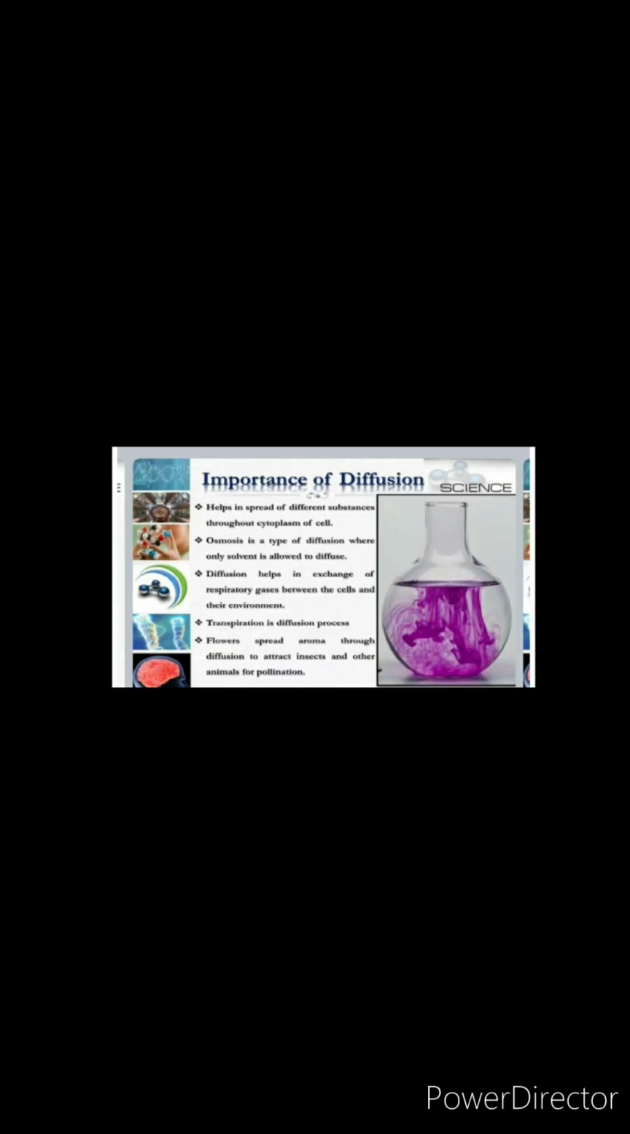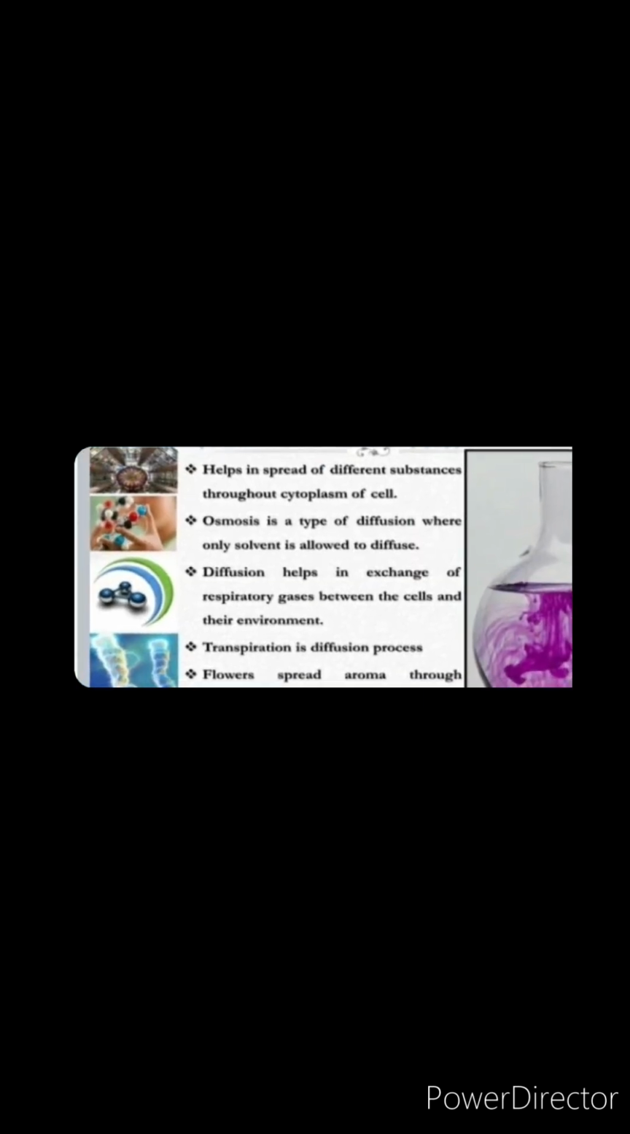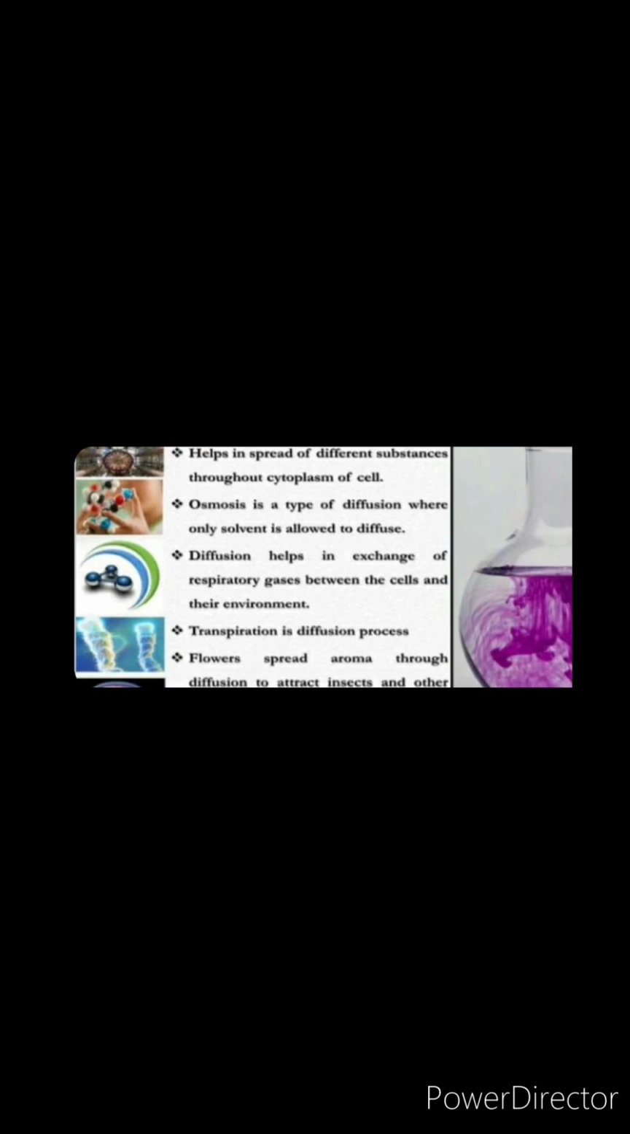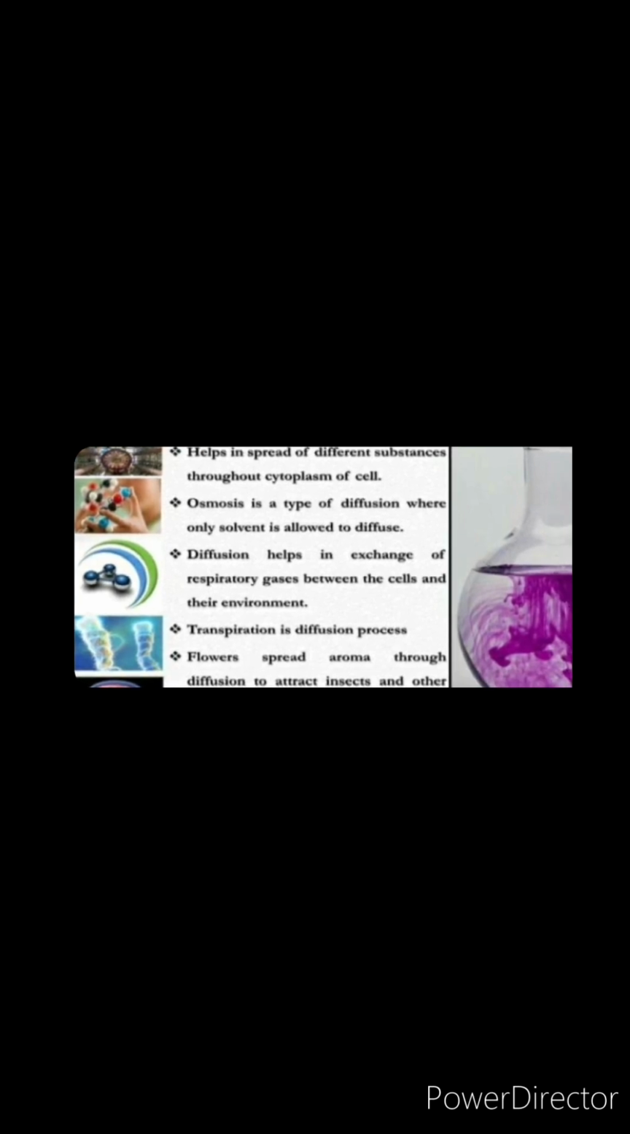Then, what is the importance of diffusion? It helps in the spread of different substances throughout the cytoplasm of the cell. Osmosis is a type of diffusion where only the solvent is allowed to diffuse. Diffusion also helps in the exchange of respiratory gases between the cells and their environment.